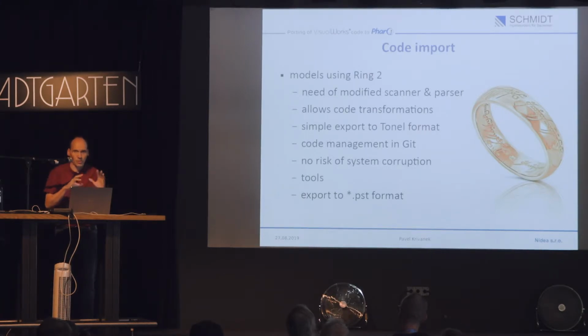to export the Ring models into tonel format and store it to Git, where you can easily version it. And you can also browse the Ring models with tools like Calypso. And what we did is a way to again take the Git content, import that into a Ring model, and after that re-export it to the PST format so VisualWorks can easily read it again.